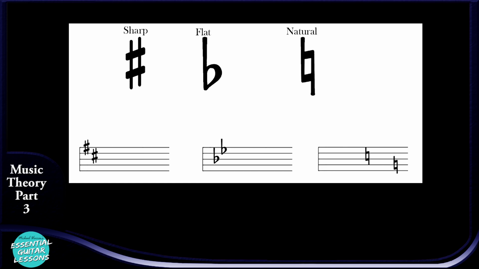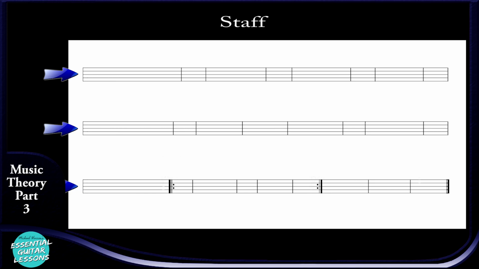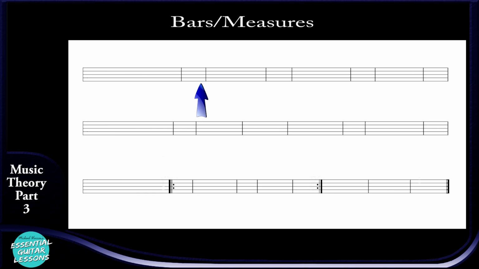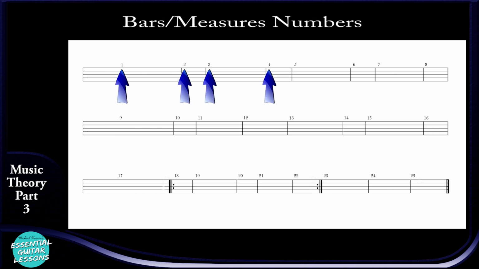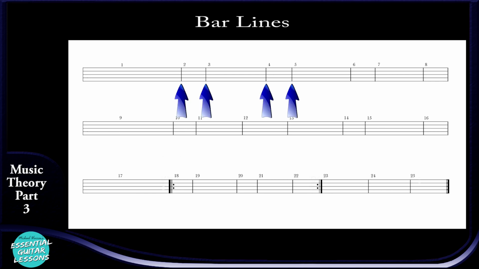So let's have a look at a piece of music and go through each part. So we have our staff, 5 lines and 4 spaces, and our measures or bars, so the part between the bar lines. And we can number them. Now not all pieces of music will have the bar numbers, or sometimes they just put the number at the start of each line. We also have the bar lines, we have the end bar line to end the song, and we have a repeat in there. So we just repeat this part of the song once, and we'll go back to that at the end.